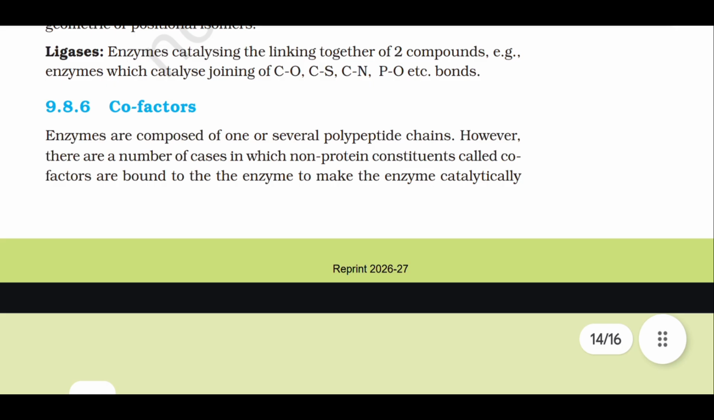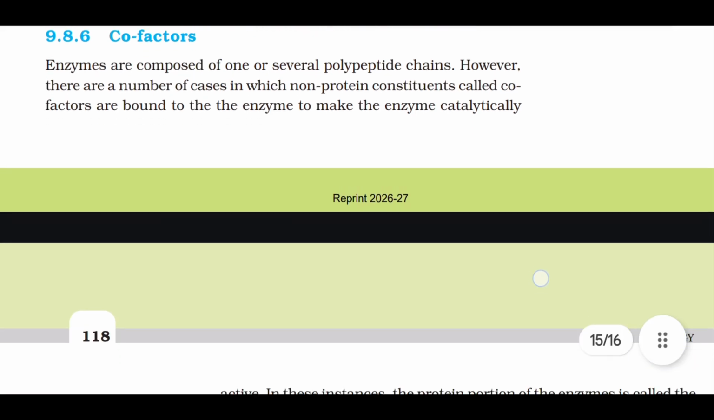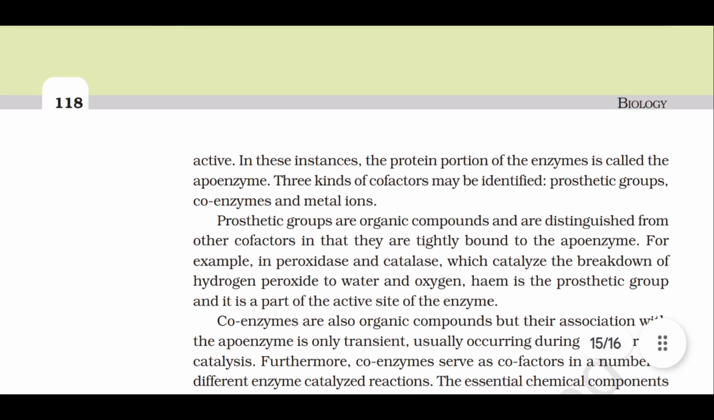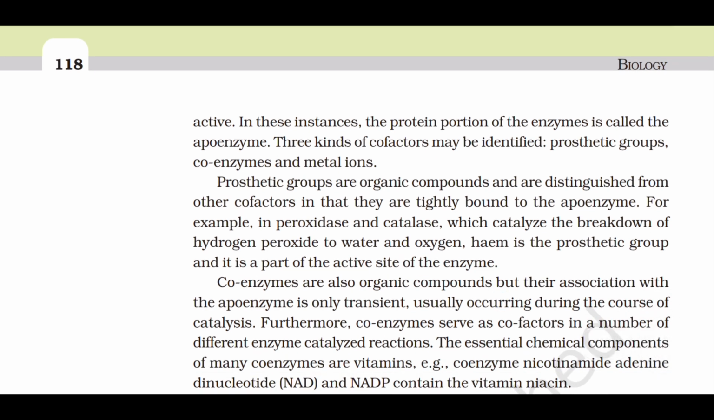9.8.6 Cofactors. Enzymes are composed of one or several polypeptide chains. However, there are a number of cases in which non-protein constituents called cofactors are bound to the enzyme to make the enzyme catalytically active. In these instances, the protein portion of the enzyme is called apoenzyme. 3 kinds of cofactors may be identified: prosthetic groups, coenzymes, and metal ions. Prosthetic groups are organic compounds and are distinguished from other cofactors in that they are tightly bound to the apoenzyme.